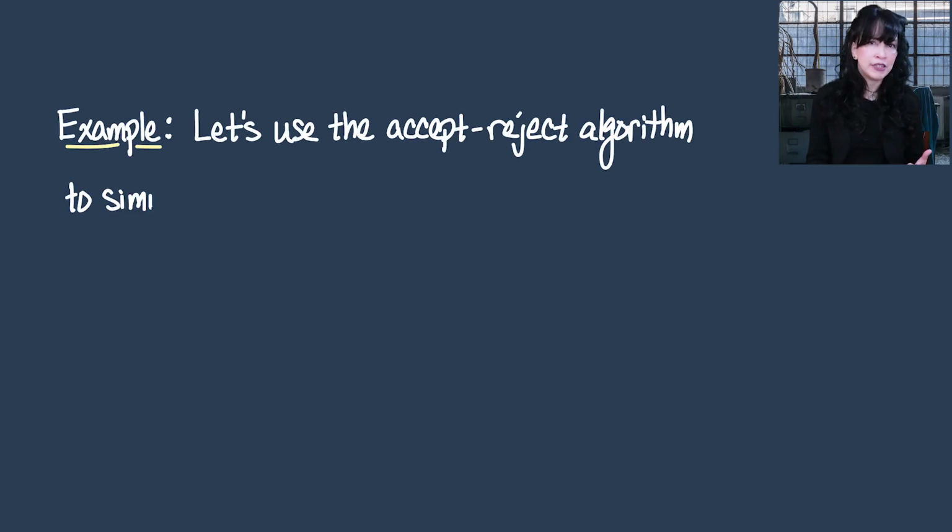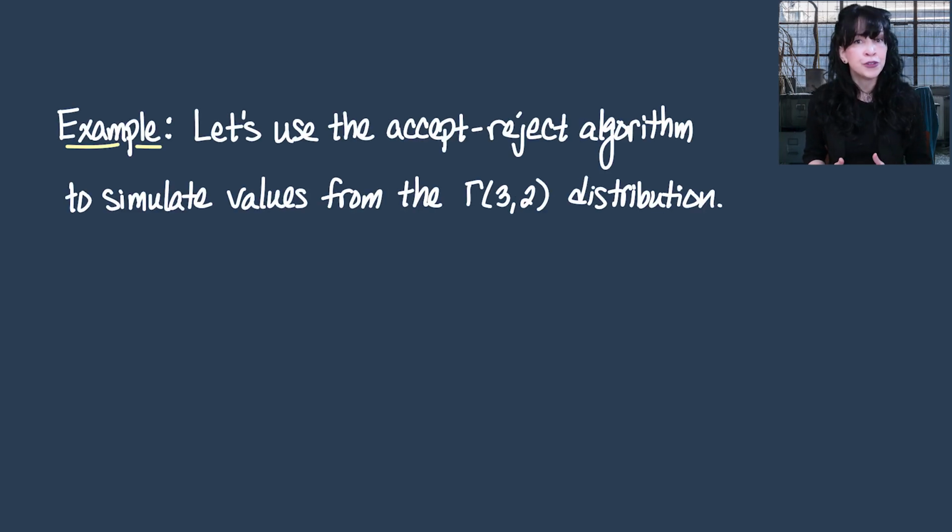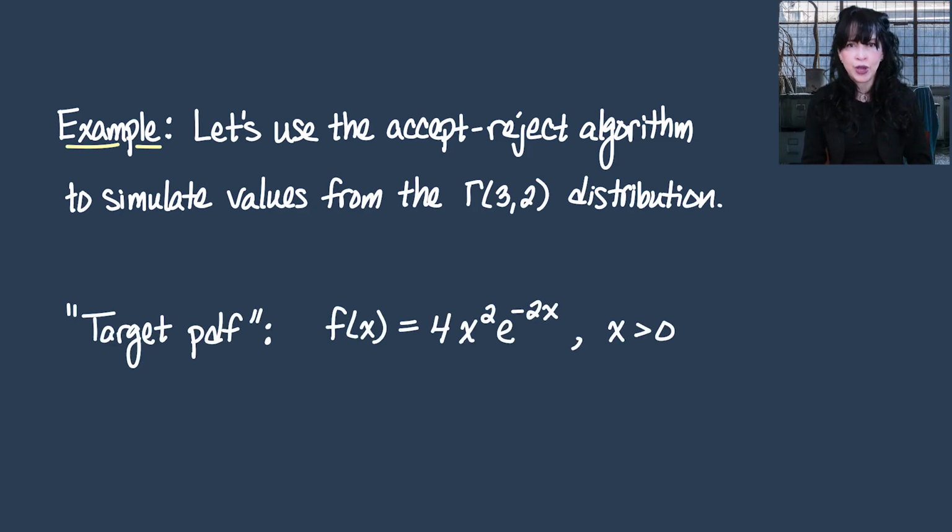As an example, I want to use it to simulate from a specific gamma distribution, namely the gamma distribution with alpha equals 3 and beta equals 2. So if you write this out, the target PDF is 4x squared e to the minus 2x. This is what I want to simulate values from.